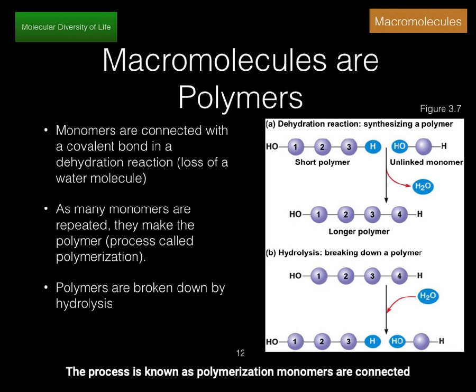Monomers are connected due to a dehydration reaction, which is shown in Part A of the figure on the slide. All chemical reactions are reversible, so to break down a polymer into its individual monomer sets, the reaction is a hydrolysis reaction, which is shown in figure B on the slide. So if you add a water group, you can break down the polymer.